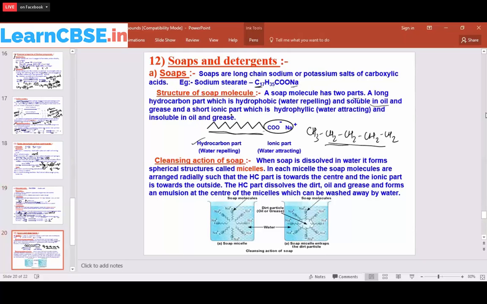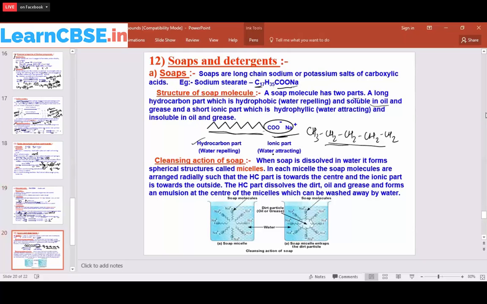The next one is the short ionic part. Where is the short ionic part present? This one: COO minus and Na plus. Why are we writing Na plus? Because metals always have a positive charge. Sodium is in group 1, so it has a positive 1 charge. COO minus and Na plus are counter ions. So this contains the ions, minus and plus. That's why we call it an ionic part.